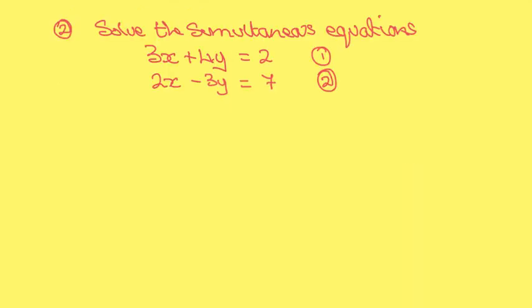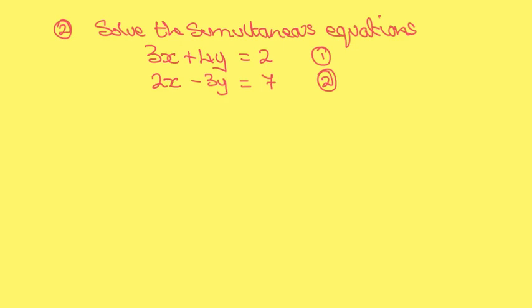Now we'll do a slightly more difficult example. So solve the simultaneous equations 3x plus 4y equals 2, 2x minus 3y equals 7. So I've called 3x plus 4y equals 2 equation 1, and I've called 2x minus 3y equals 7 equation 2. The first thing you've got to do is decide which variable you're going to eliminate. It doesn't make any difference which one you eliminate. I'm going to eliminate x.